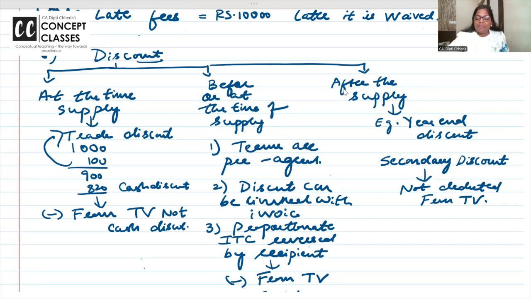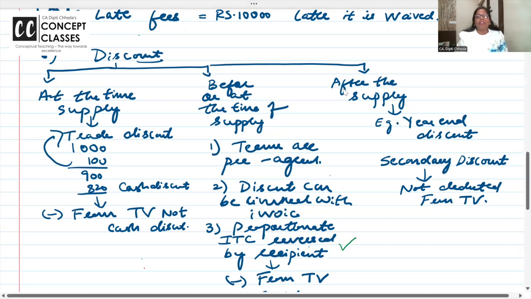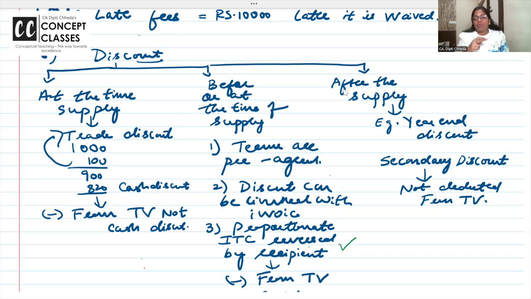And for that, the recipient will give the certificate. And if the ITC is above 5 lakh, then you have to get a certificate from the CA. That's the latest amendment we have added. Is this clear to all of you?